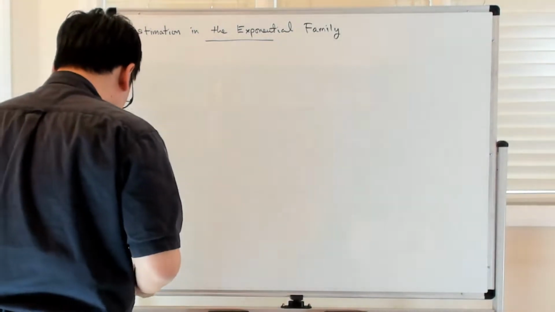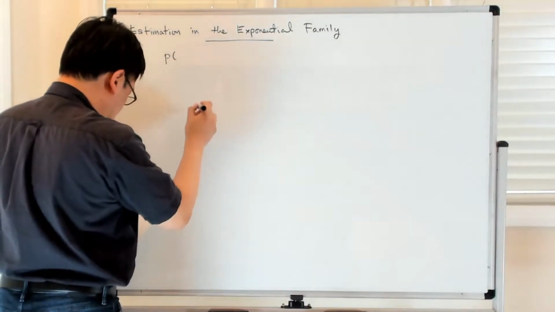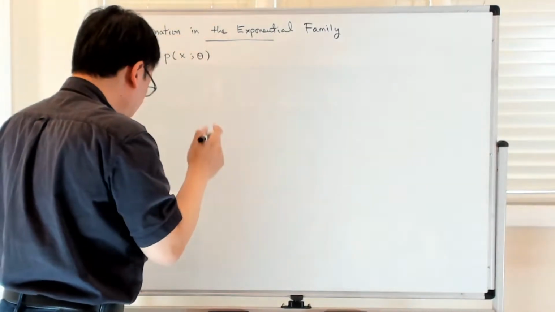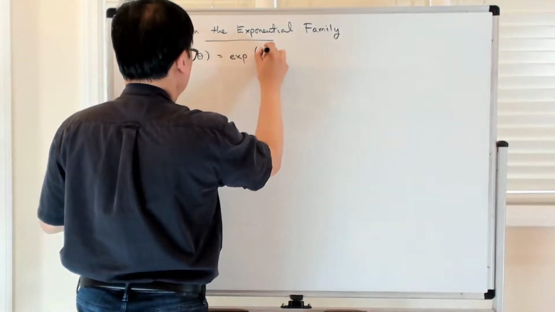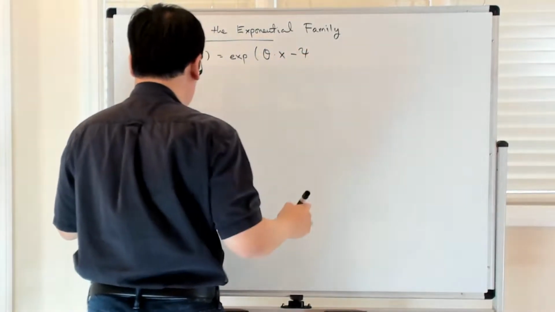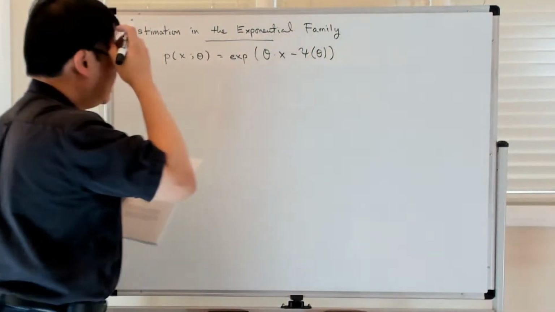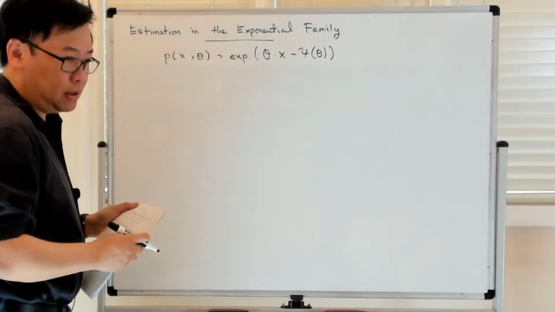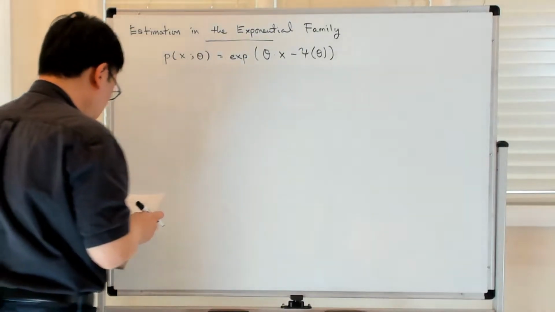So, as a reminder, we're looking at probability distributions of the form p(x, theta), with a parametric dependence on theta, which is the exponential of theta dot x minus phi of theta. Again, this phi is a normalizing factor, so that the probability distribution integrates out to 1, right?